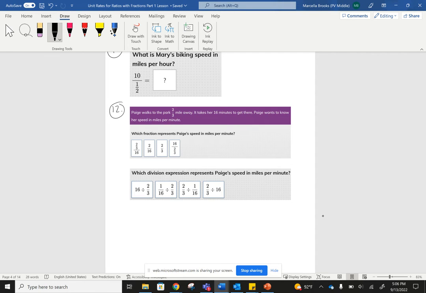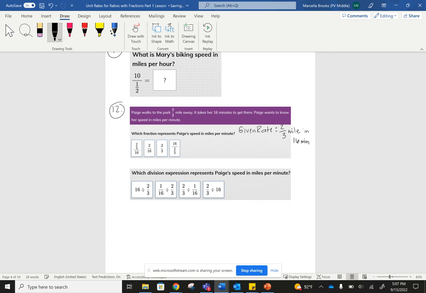So right away, we're going to write down the rate that they give us. The given rate, or the GR. I might have written it GR on your paper. So what's our given rate? It is 2/3 mile in 16 minutes.